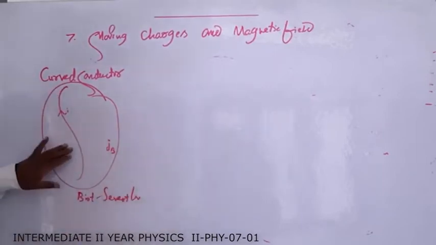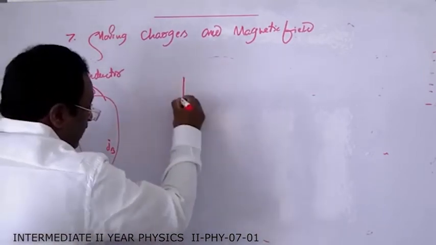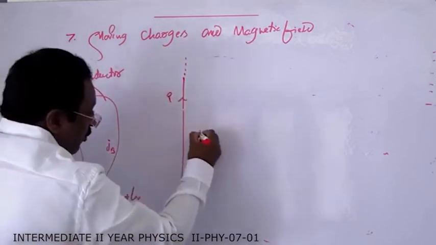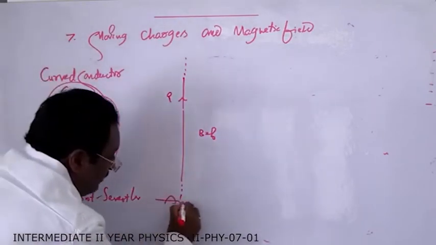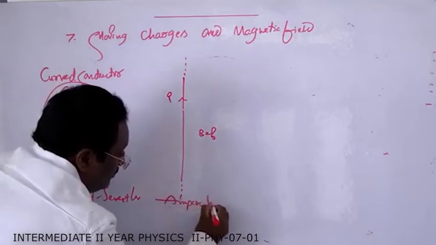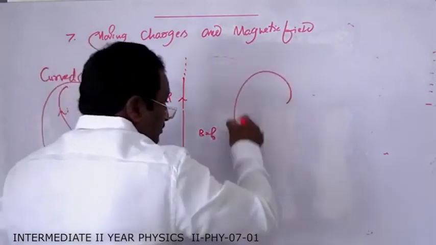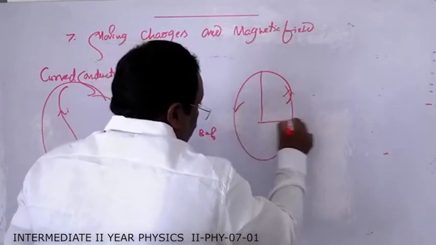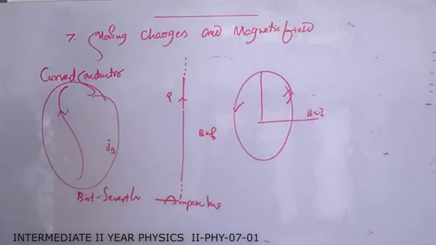Next, by passing current through a straight infinite conductor, we are again going to find the magnetic field. This is Ampere's law. Next, by passing current through a circular coil, we find the magnetic field on the axis of the current carrying coil.